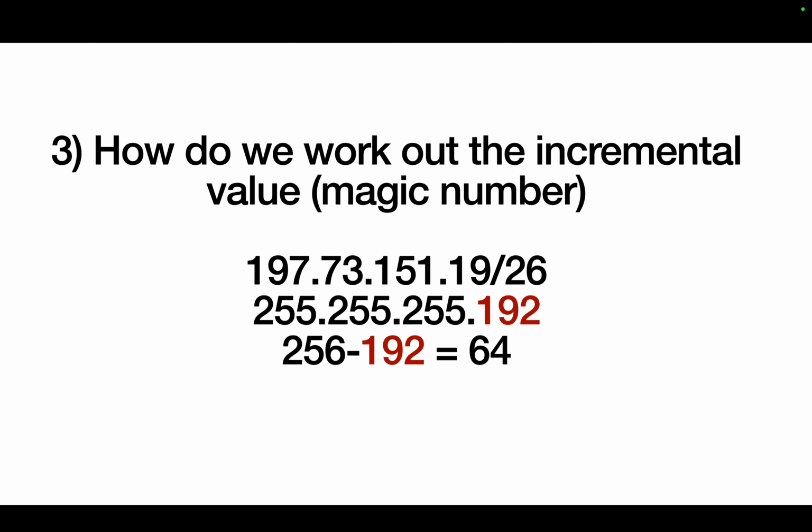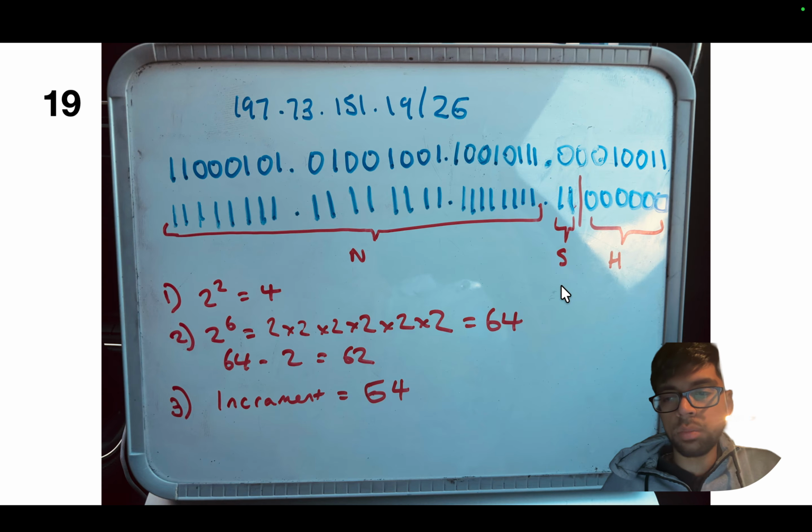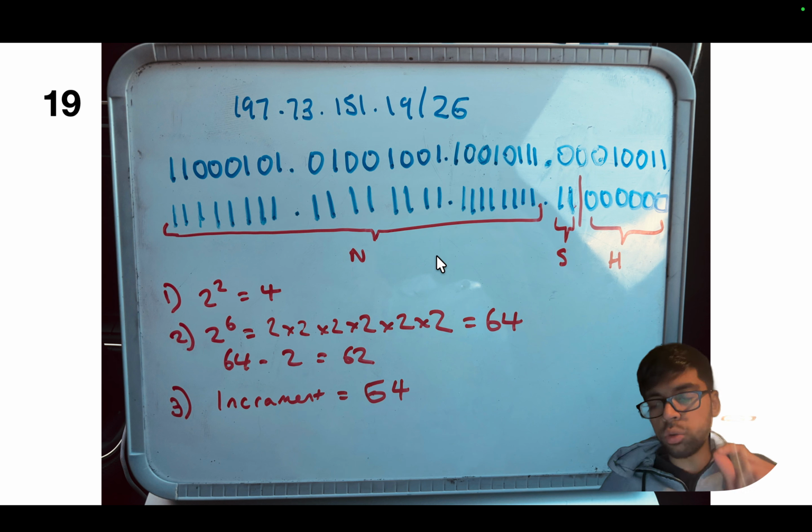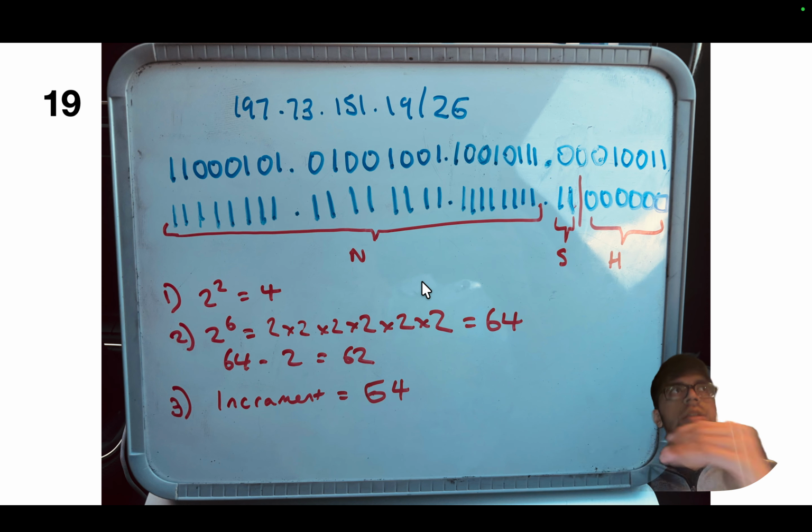Now, if you look at that last value, 192, that's what helps us create this magic number, the incremental value. So that number is extremely important. That is what I'm referring to as the subnet mask value. So what we do is 256 minus 192. That gives us 64. That is the magic number here. That's the incremental value that we use. That means all of our subnets go up in 64. From one subnet to the next subnet, we're going up in 64.